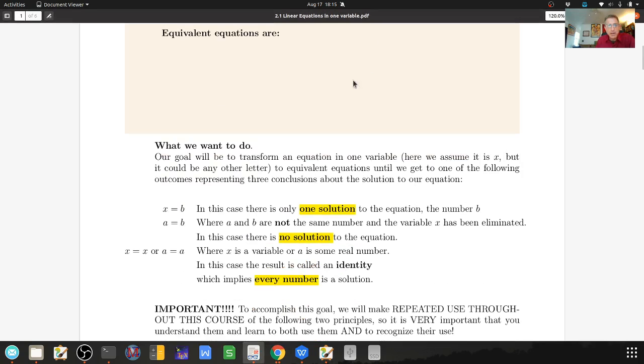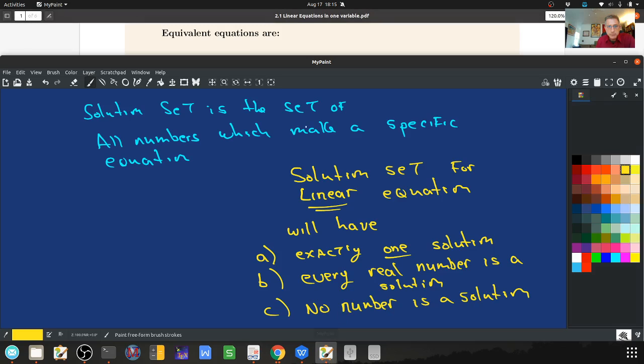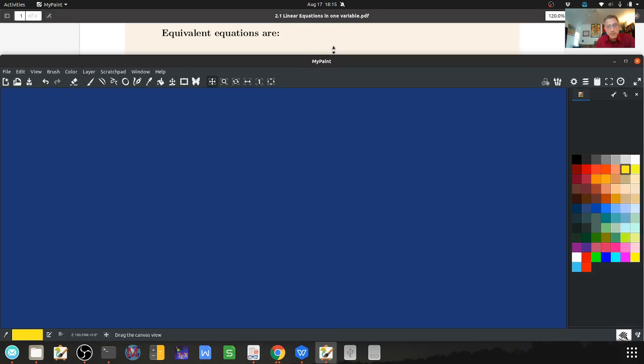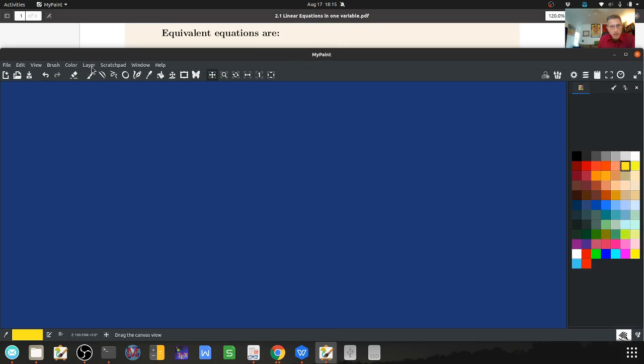And equivalent equations. It's an important concept, but just something to keep in the back of your mind. Equivalent equations are equations that have, can you guess, the exact same solution set.